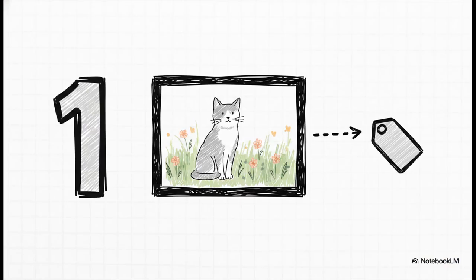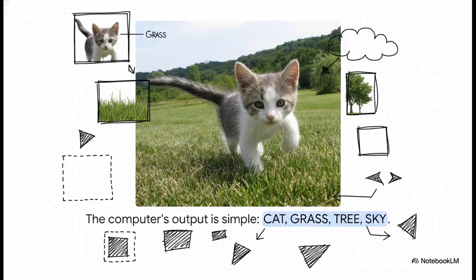Okay, so level 1, the most basic starting point, is what we call image classification. The task here is super simple. Just look at the whole image and tell me what's in it. It's all about the big picture, not the little details. So you give it an image like this one, and a classification model just spits out a list of labels. It knows there's a cat, some grass, a tree, the sky, but it has absolutely no idea where any of those things are. It's a start for sure, but it's pretty limited, right?